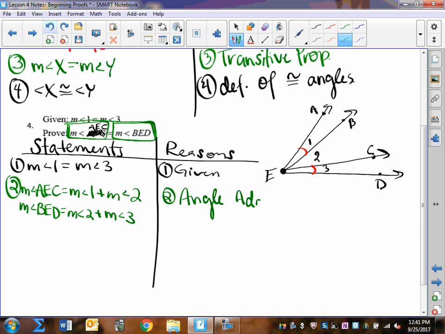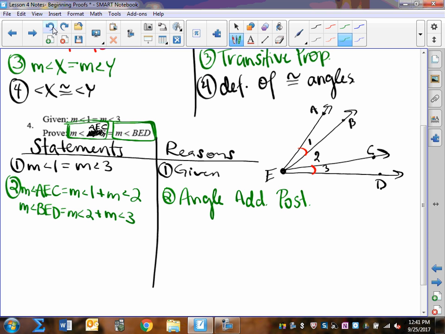Remember, angle addition postulate could be written if for some reason I wanted to say measure of angle 1 is equal to AEC minus angle 2. Remember, we could see it with that subtraction. We still call it angle addition postulate, it's just another form of it, but you might see that on your homework, you might see that on quizzes and tests. They are both angle addition postulate.